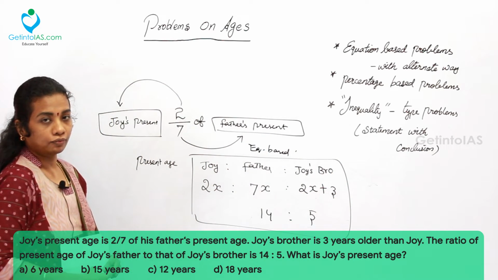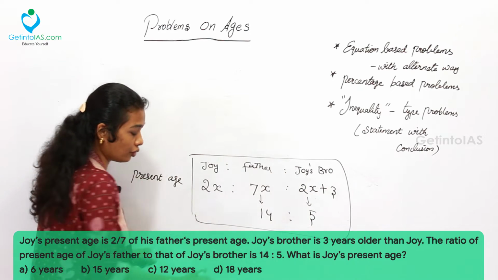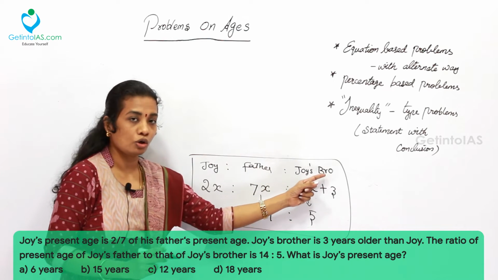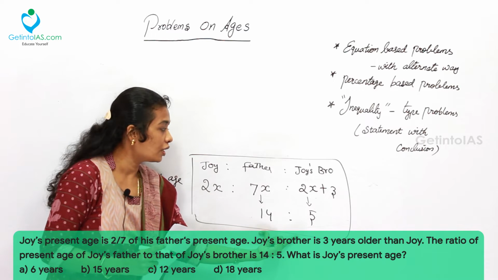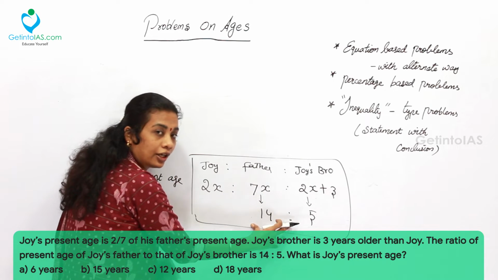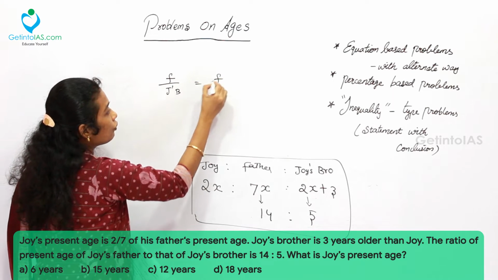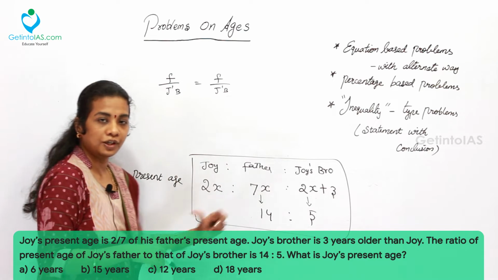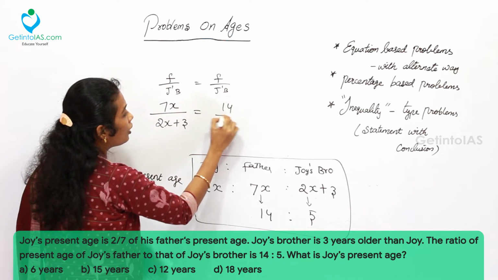Now we are going to solve. The present ages of Joy's father and Joy's brother are given in a ratio. Here the father's and Joy's brother's ratio is 7x to 2x plus 3, which is written in terms of x. But the present ages ratio between the father and Joy's brother is also 14:5. Considering this, we can form the equation: father by Joy's brother is equal to father by Joy's brother. Both are the same values; one is in terms of x, the other in whole numbers. Simply, 7x by 2x plus 3 will be equal to 14/5.